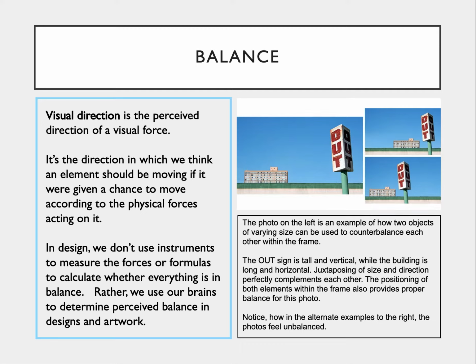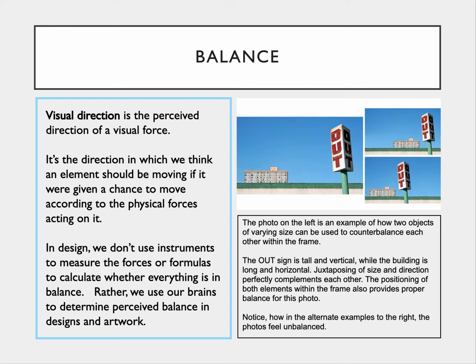Okay, so what this means is the direction in which we think an element should be moving if it were given a chance to move according to the physical forces acting on it. And so you can see an example here with the three different compositions of the photos. The first one is physically balanced because the taller object is balanced out by the building. They weigh each other out and they balance each other out.